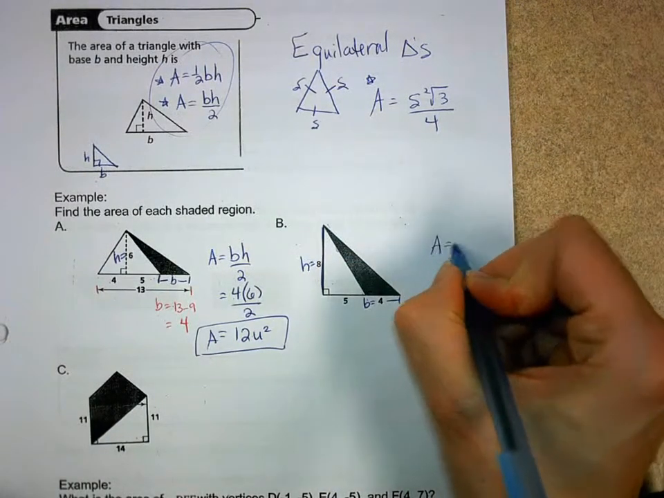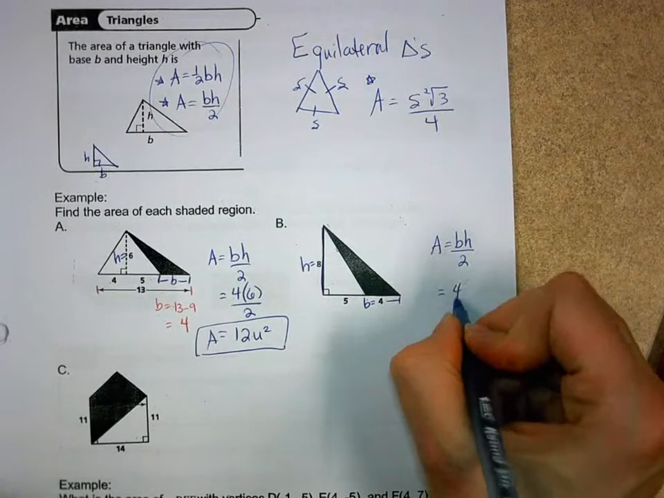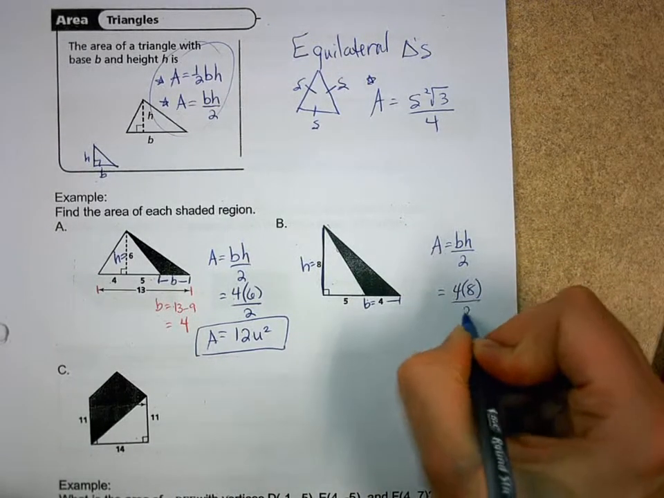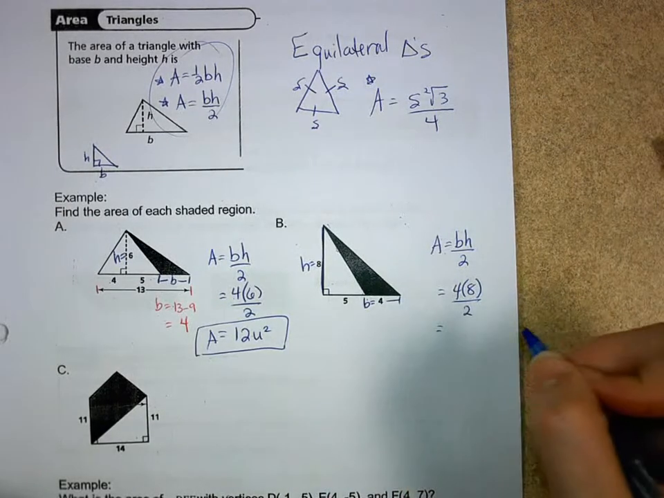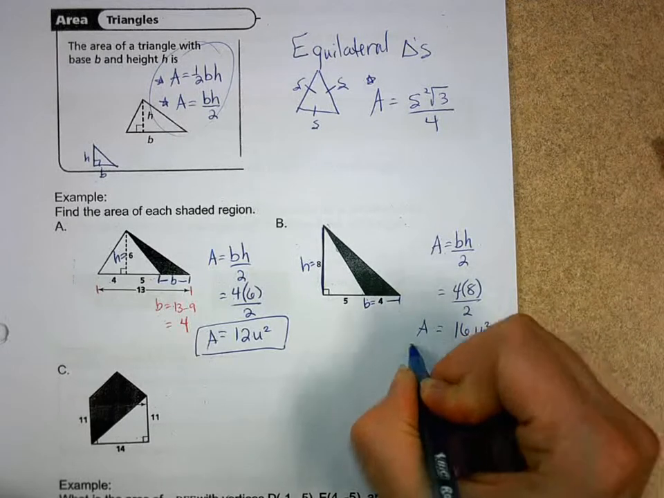So my area is base times height over 2. The base is 4. The height is 8. It's all over 2. So that's 32 divided by 2. That's 16 square units.